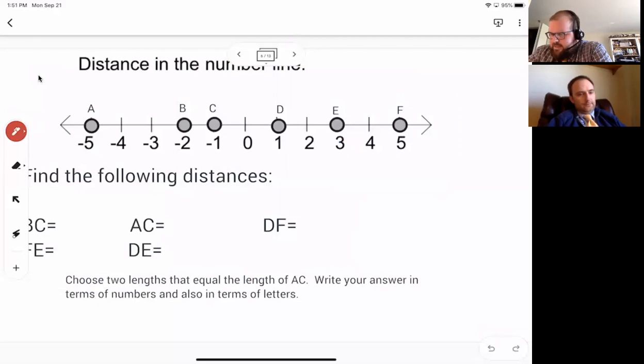All right, distances on the number line. Do we want to have them pause, try these, and then check the answers? Most definitely. All right, so please pause now.